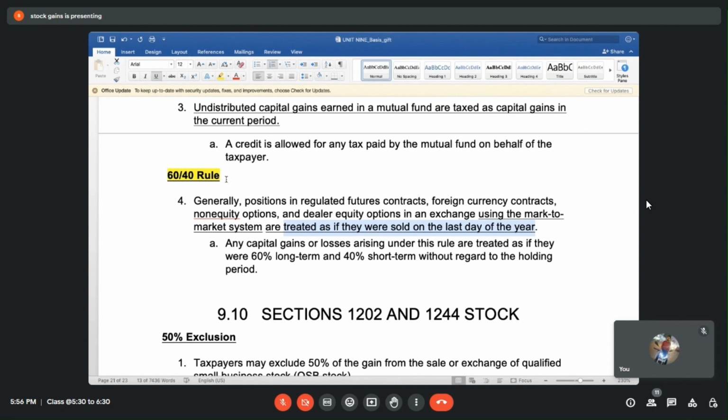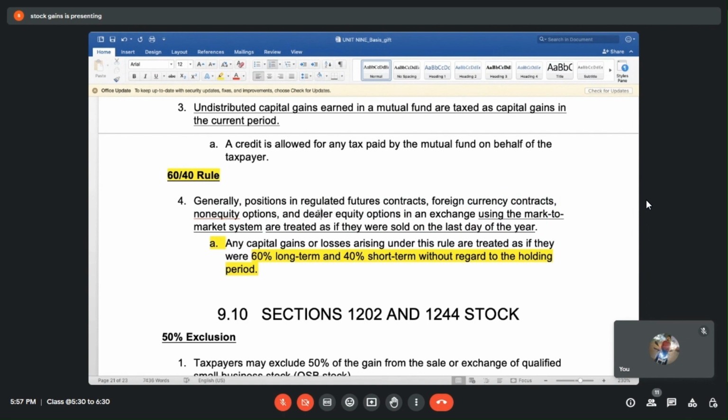So the IRS has just simplified it. They're saying if this is what you're dealing in, futures contracts and non-equity options and all those things on an exchange, and this must be happening on some stock exchange, it could be the New York Stock Exchange, NASDAQ, National Stock Exchange, Bombay Stock Exchange, whatever, then any capital gains or losses arising under this rule are treated as if they were 60% long term and 40% short term, without regard to the holding period. This is the 60-40 rule.